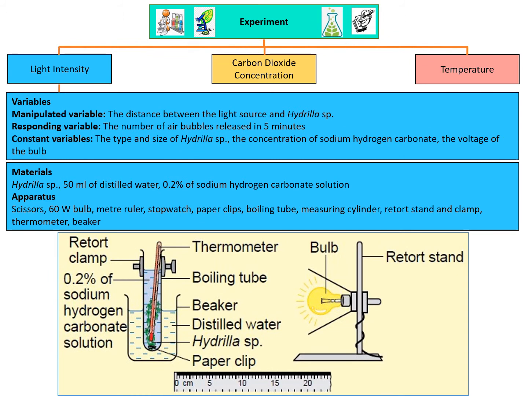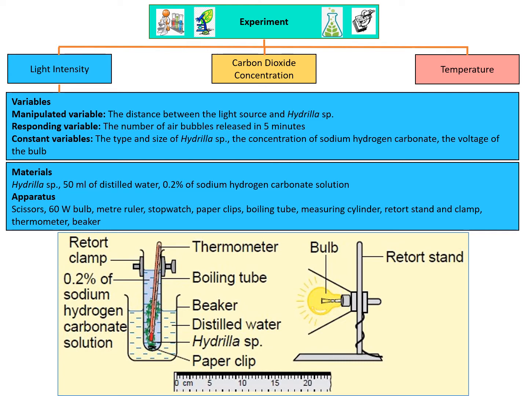These are the variables in the experiment to study the effect of light intensity on the rate of photosynthesis. Manipulated variable: the distance between the light source and hydrilla. Responding variable: the number of air bubbles released in 5 minutes. Constant variables: the type and size of hydrilla, the concentration of sodium hydrogen carbonate, the voltage of the bulb. The materials are hydrilla, 50 ml of distilled water, and 0.2% sodium hydrogen carbonate solution.